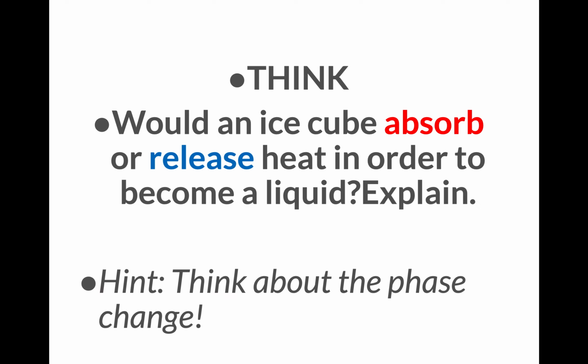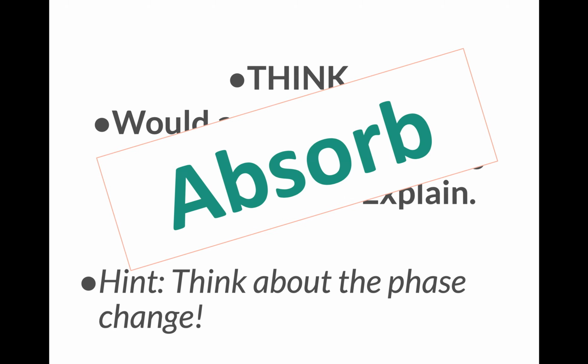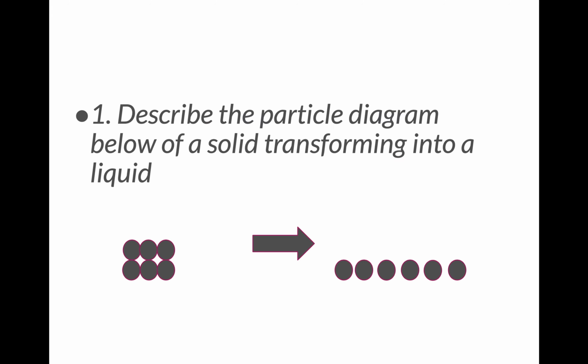So think, would an ice cube absorb or release heat in order to become a liquid? So an ice cube is a solid and it's melting to become a liquid. That means it needs to absorb heat in order to become the liquid, in order to melt. So the particle diagram of a solid to a liquid, solid particle diagrams are tightly packed, whereas liquids are moving around each other.